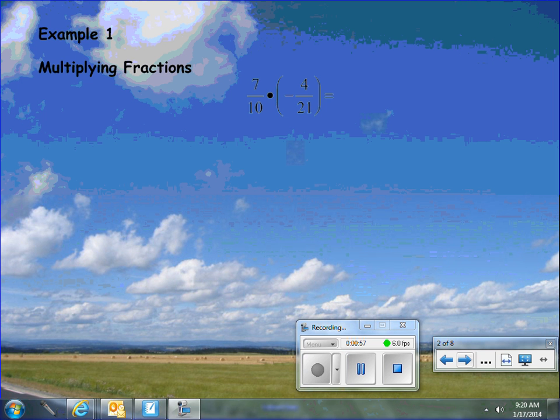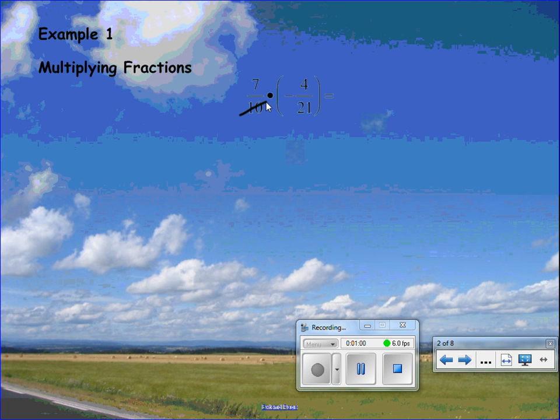So in these two, we can factor out. 2 is a factor of both 4 and 10, so I can factor each of these out. Next, I can factor 7 and 21. Now this makes it a simpler problem, and it will be simplified after we multiply, so we don't have to simplify in our answer. 1 times 2 is 2. 5 times 3 is 15. Notice the sign is going to be times negative 4 over 21, so our final answer is negative 2/15.